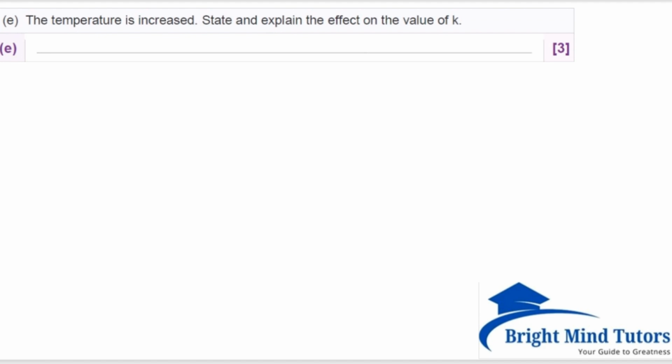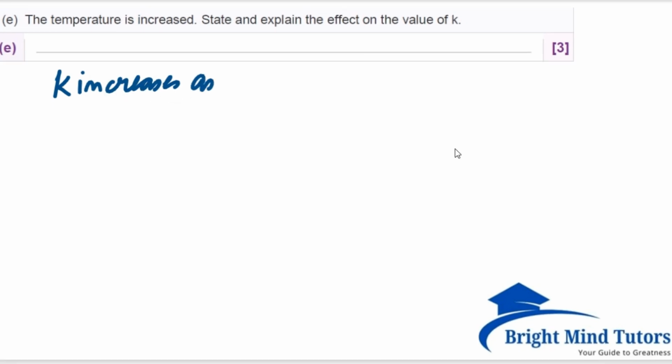Next, the temperature is increased. State and explain the effect on the value of K. So how is the K value going to change if you change the temperature, whether you increase it or decrease it? What we generally observe is as the temperature increases, the rate constant value also increases. So we say that the K value increases as the temperature increases. This is what we write. If you write this particular statement, you will be getting 1 mark for this.